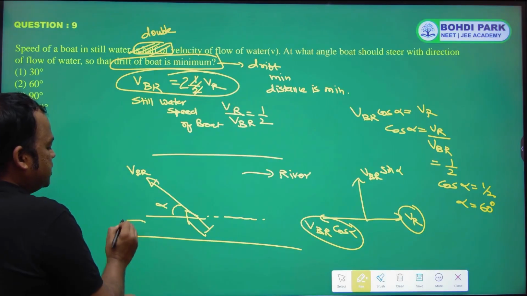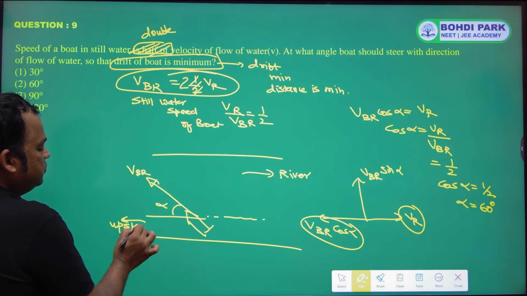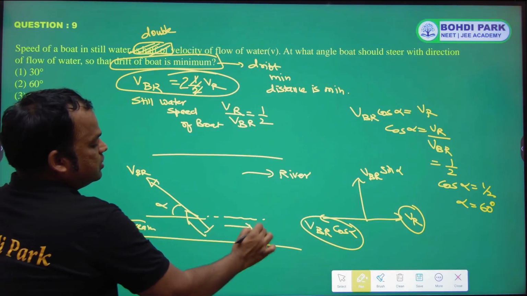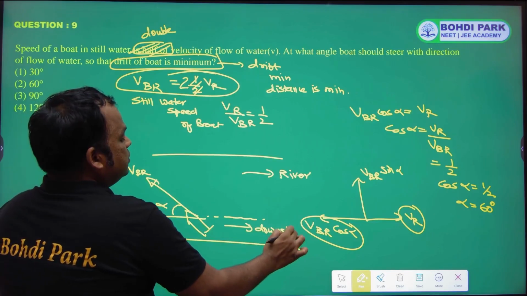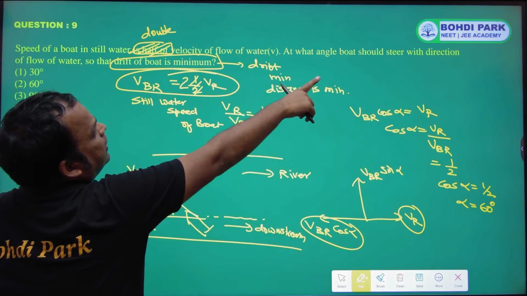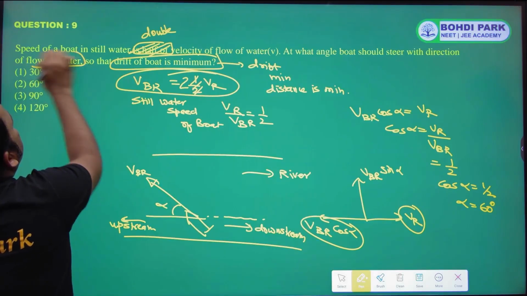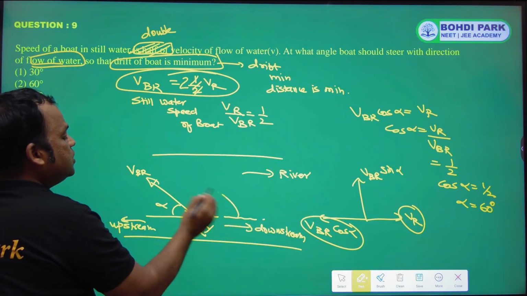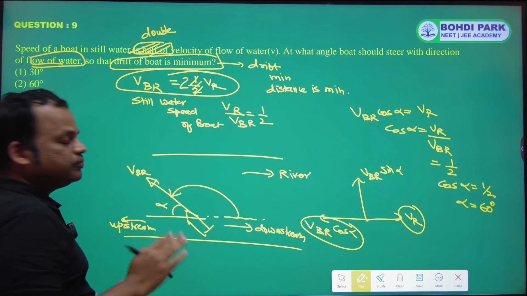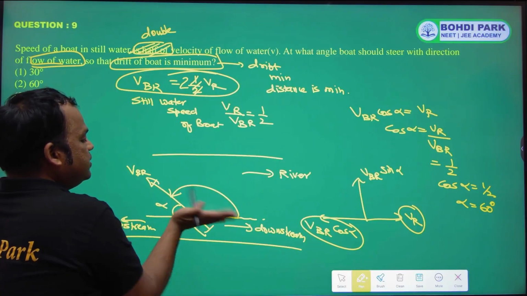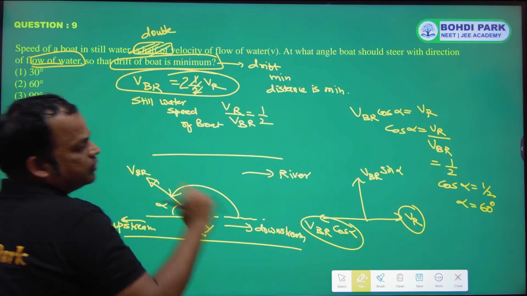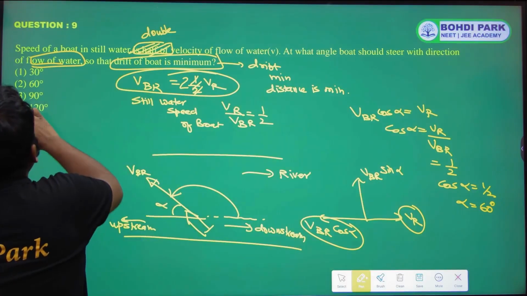So the boat is steered along this direction. So this is upstream direction, and this is downstream direction. So we have to find angle. A boat should steer with direction of flow, means downstream. So with downstream, what is the angle? Okay. So this is 60 degree. So this is 120 degree. Okay. So that is the answer. 120 degree is the answer.